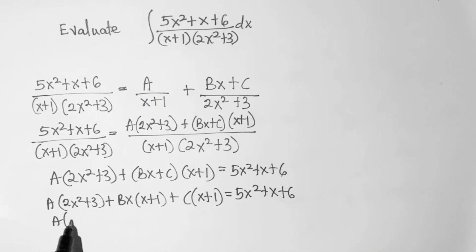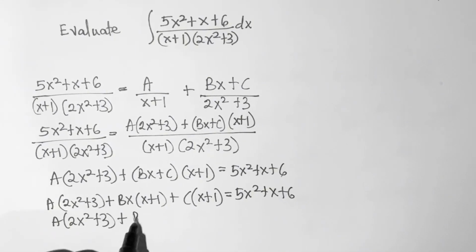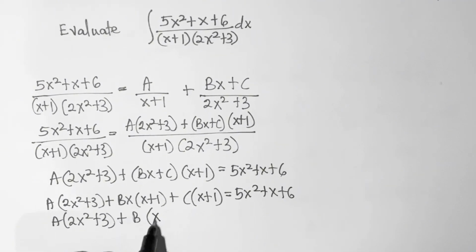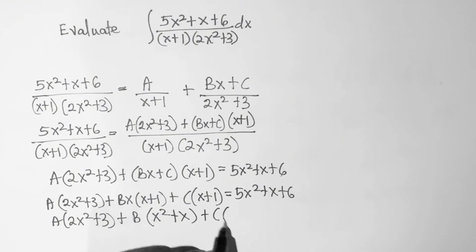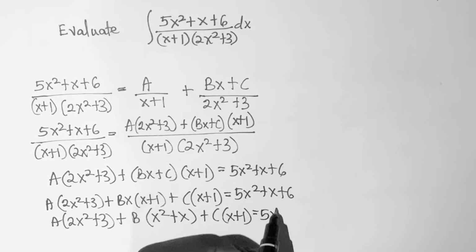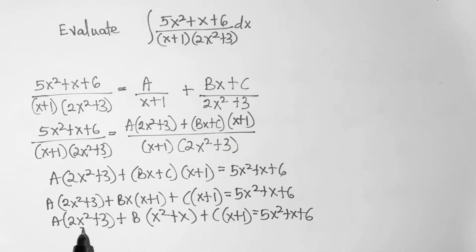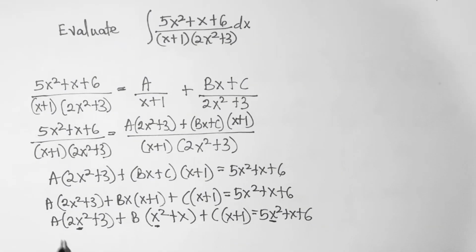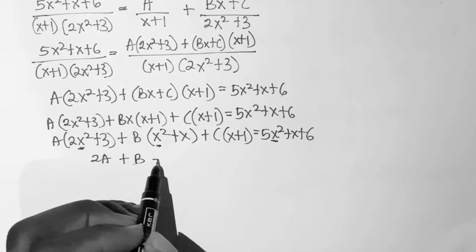So a times (2x squared plus 3) plus b, then x times x is x squared, x times 1 is x, plus c times (x plus 1). This is equal to 5x squared plus x plus 6. Now, see, there is an x squared term here. There's also another one here. There is another one. So it implies that 2a plus b is equal to 5.